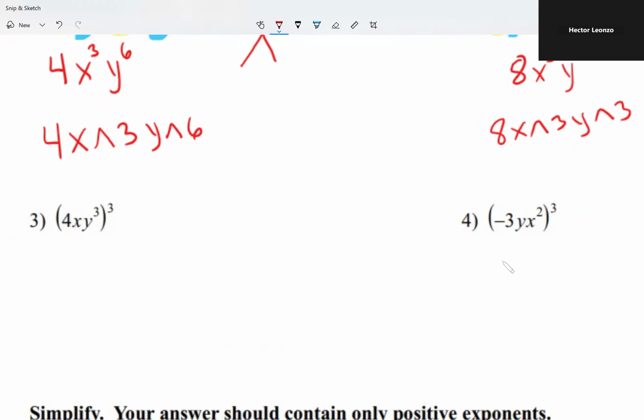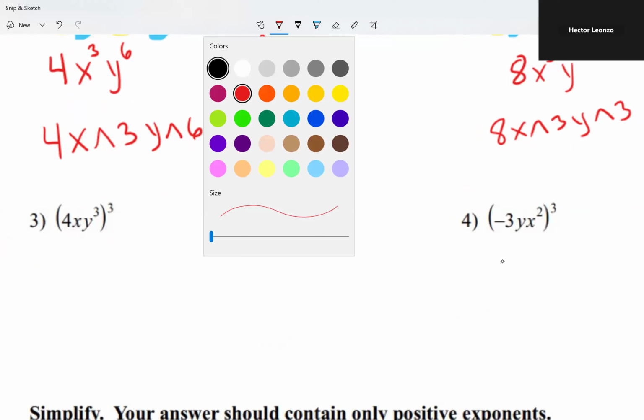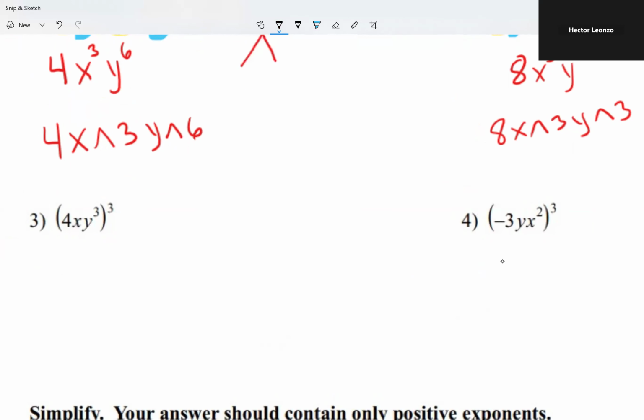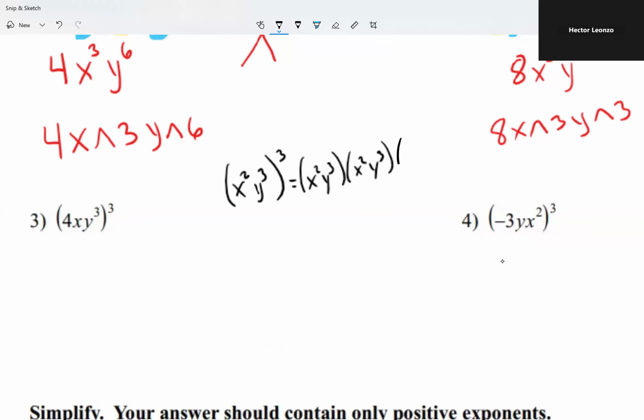Now, for the other rule, when we have parentheses, let's say I had something like x squared times y to the third, and then I have parentheses, and let's say I have an exponent on the outside. I want to have a 3. This basically means that I have x squared times y to the third, x squared times y to the third, x squared times y to the third, 3 times. And I said 3 times because that's the exponent on the outside.